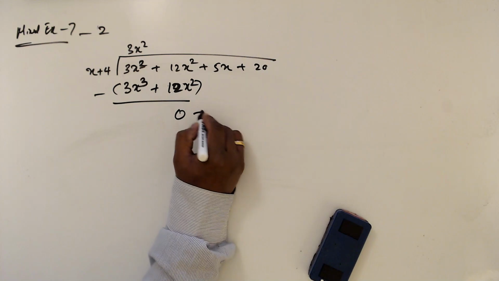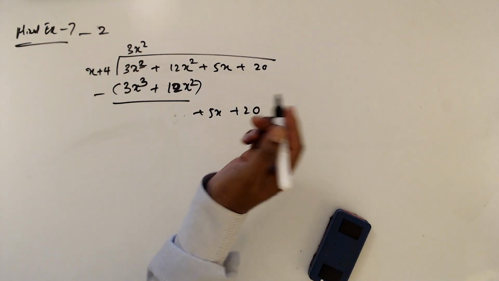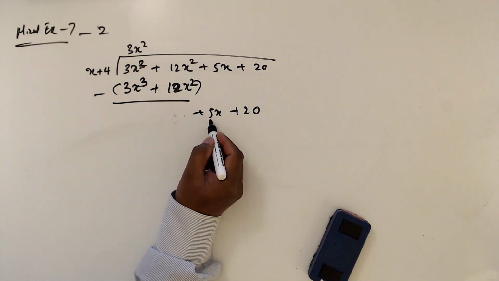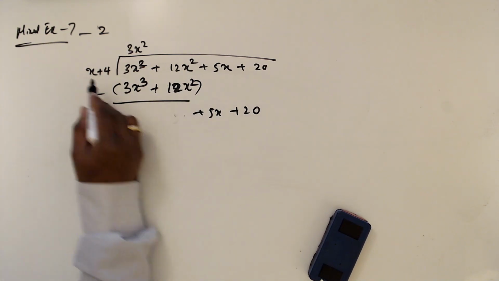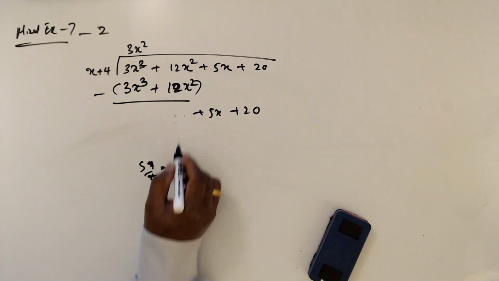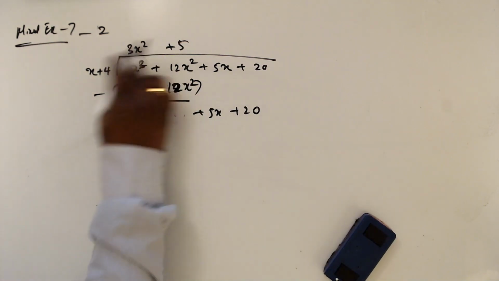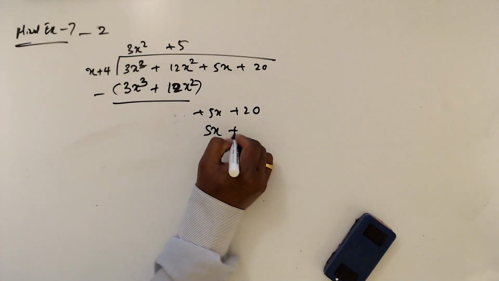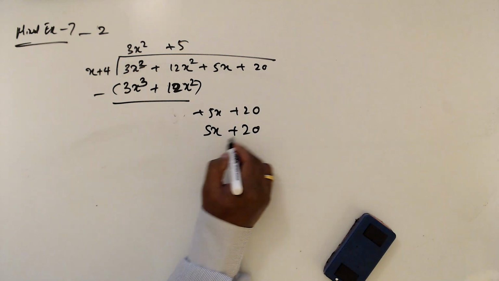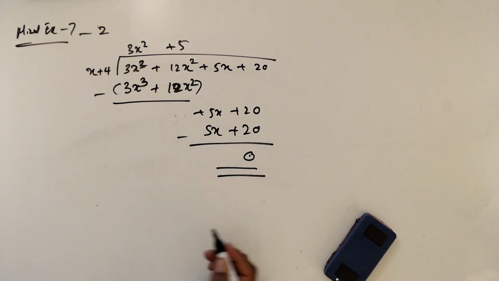So we'll bring down 5x and plus 20 together. And now how many times does x go into 5x? 5x divided by x is going to be plus 5. It means 5 times x plus 4, and this is going to be 5x plus 20. So when you subtract, the answer is 0, no remainder.